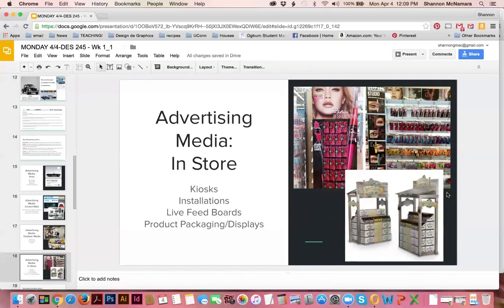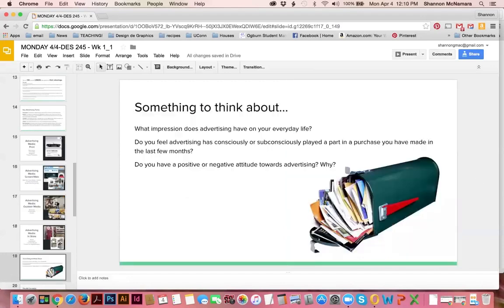There are live feed boards, which are those boards in the store, or even if you've been to the DMV lately. Unfortunately, I moved back to Massachusetts this year, so I had to go to the DMV a couple of times, and those live feed boards, not only do they tell you what number's coming up next, but there are advertisements on them. There are installations in places. Everything, like I said, can be potential ad space. So something to think about.